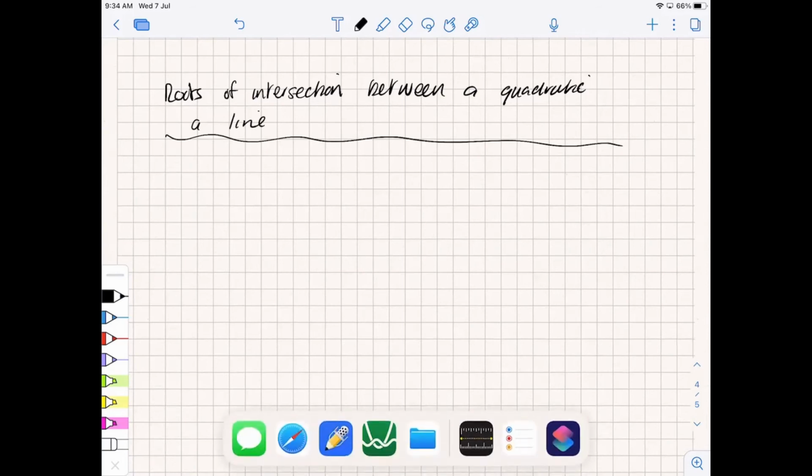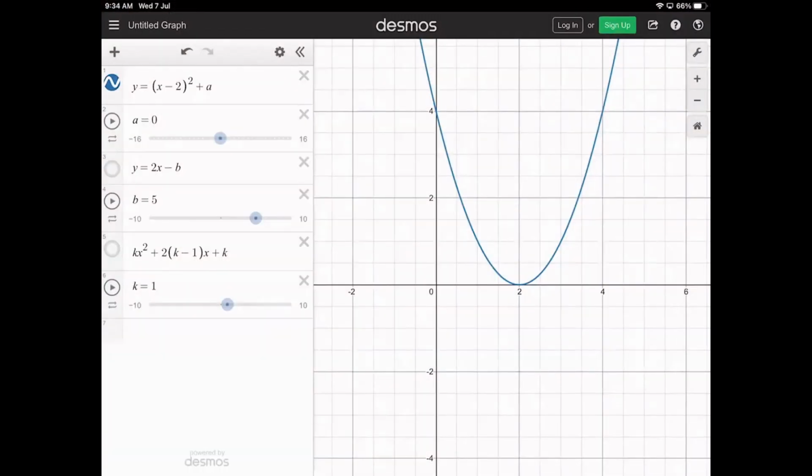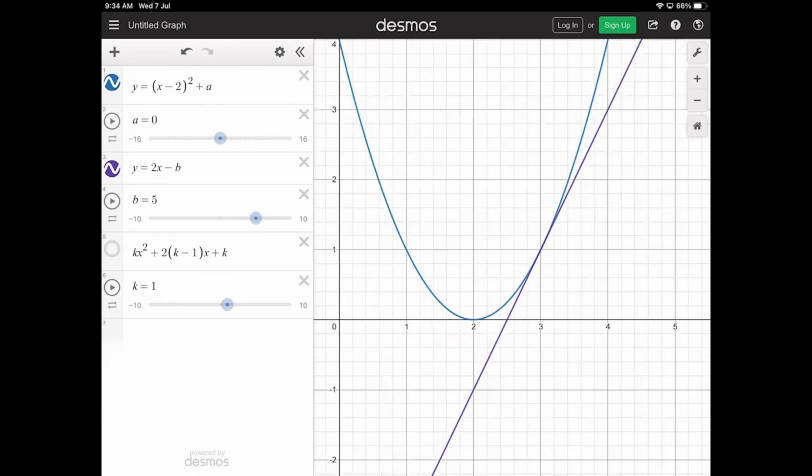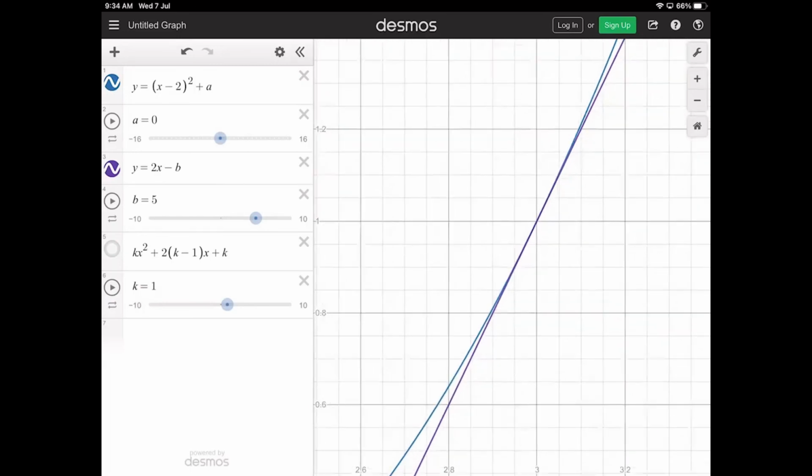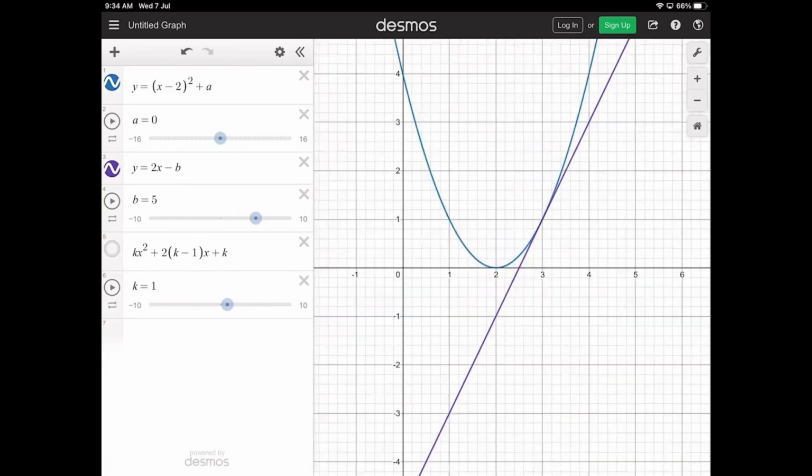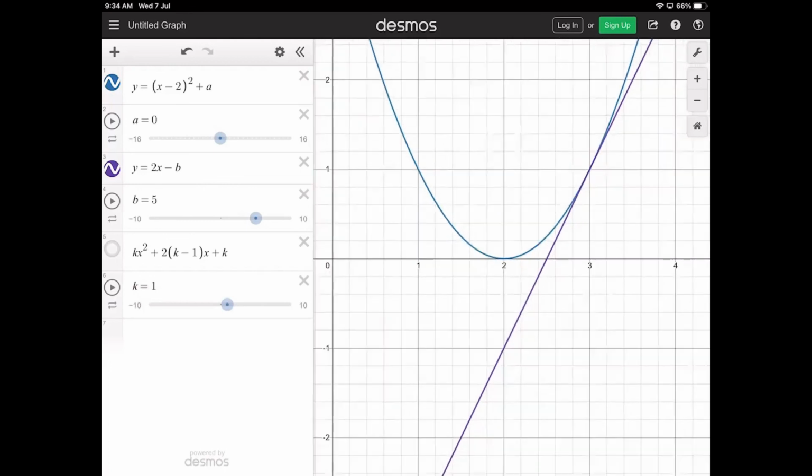So if we go to our friend Desmos again, and I throw in a straight line for you, how many points of intersection do you think there are for these two equations? That's looking awfully like a tangent, isn't it? And a tangent has how many points of intersection on a line? Just one. Okay, just one.